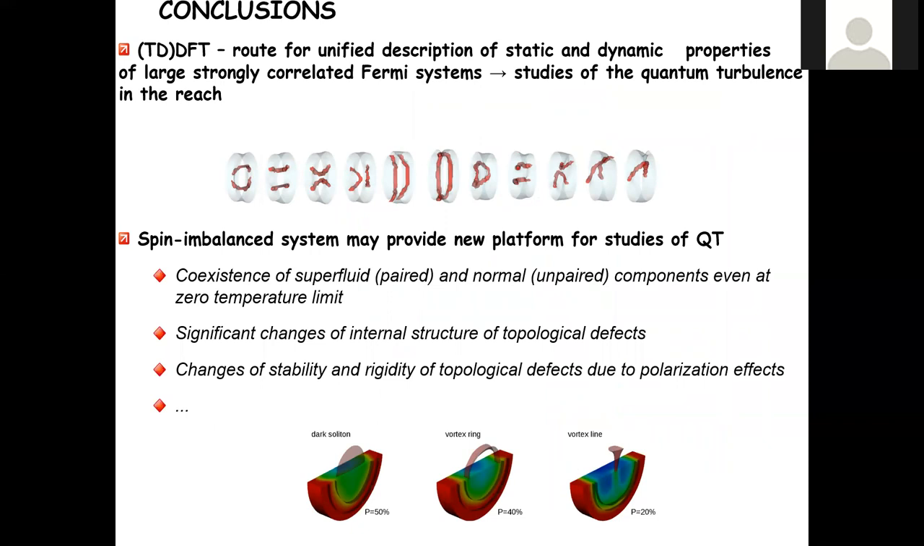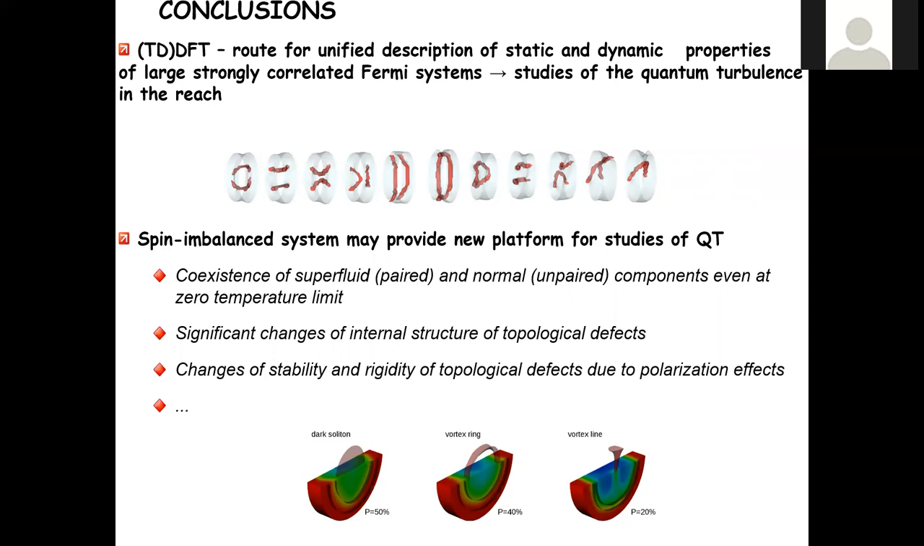Okay, so the conclusions. Using this time-dependent DFT, we are able to address the problem of microscopic simulations of turbulence in fermionic systems. I think it is important that we can try to understand the difference between the behavior of the vortices, the vortex tangles, in the bosonic and in the fermionic system using this time-dependent DFT approach, which proved to be quite accurate in the description of the superfluid properties of the unitary fermions.